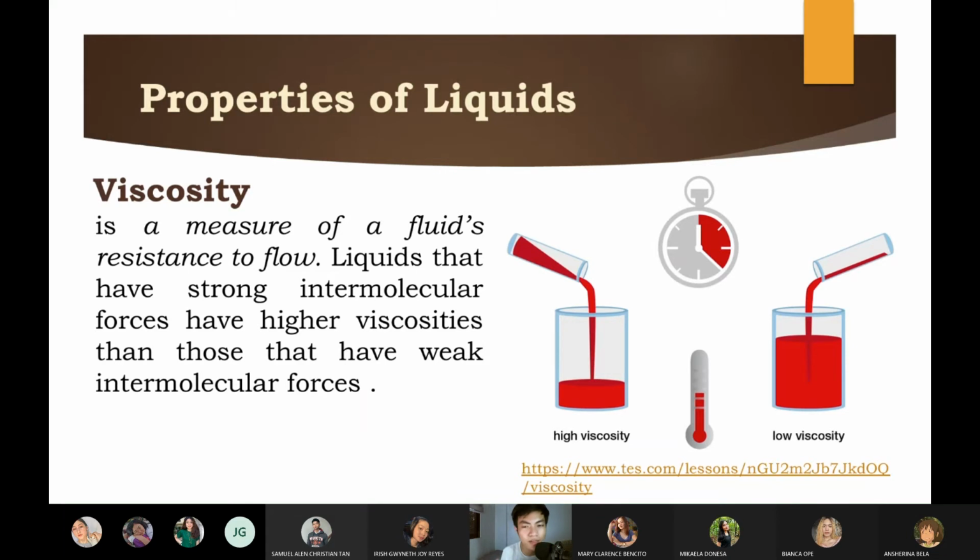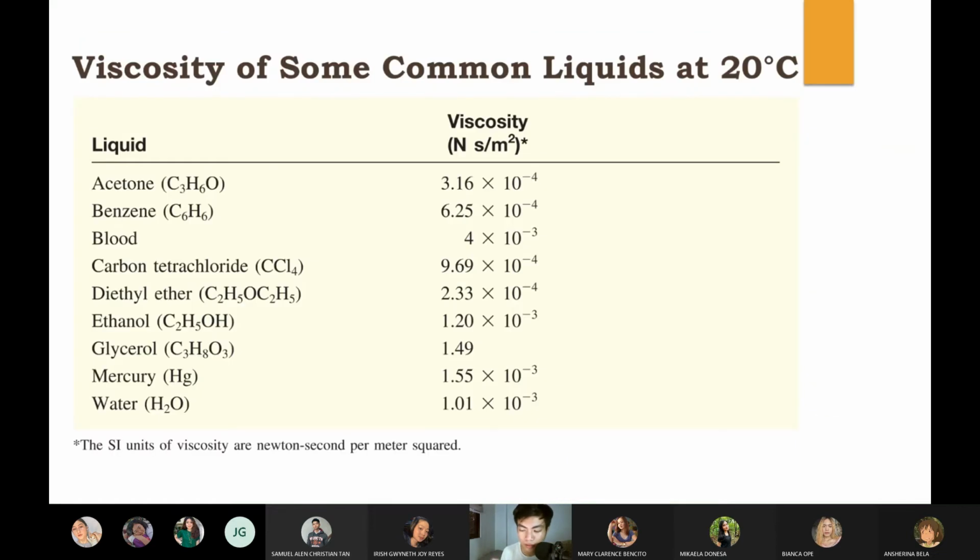So, ganun din dito sa liquids. When our liquids have higher forces of attraction, ibig sabihin nun, mas viscous sila, mas malapot sila. Compared to liquids that have lower intermolecular forces, ibig sabihin nun, hindi sila malapot. Okay, so here are some examples. Ito na lang, gawa na lang example dito. Medyo hindi kayo familiar with some here, pero ito na lang, gawin ko example.